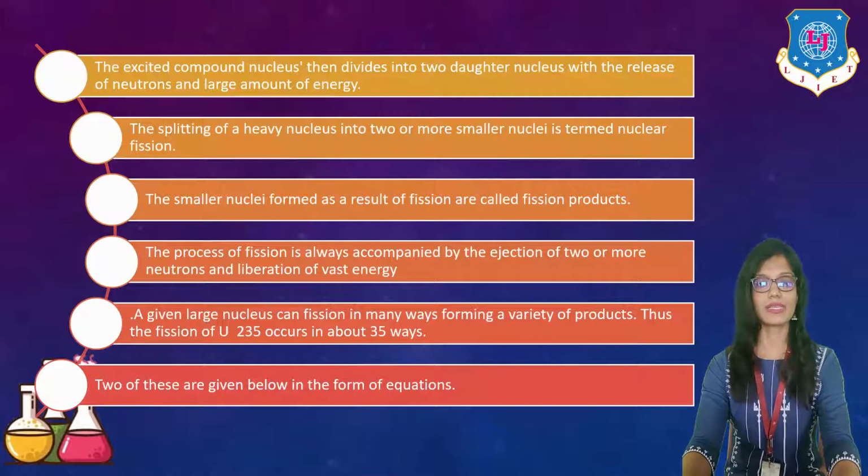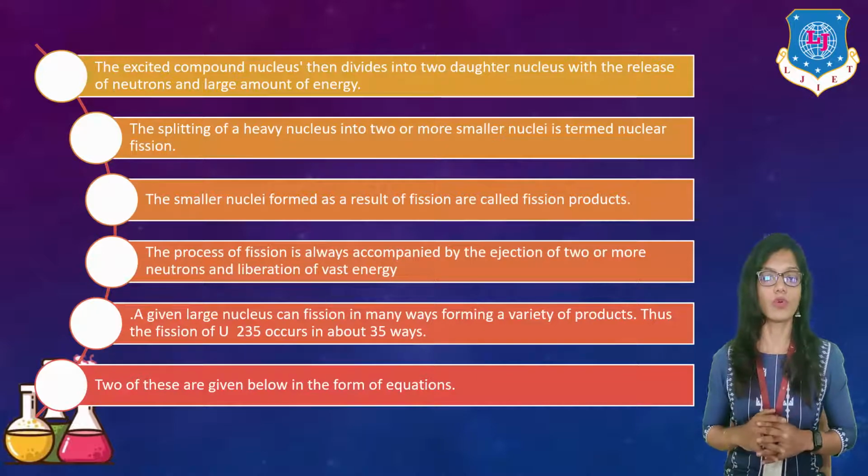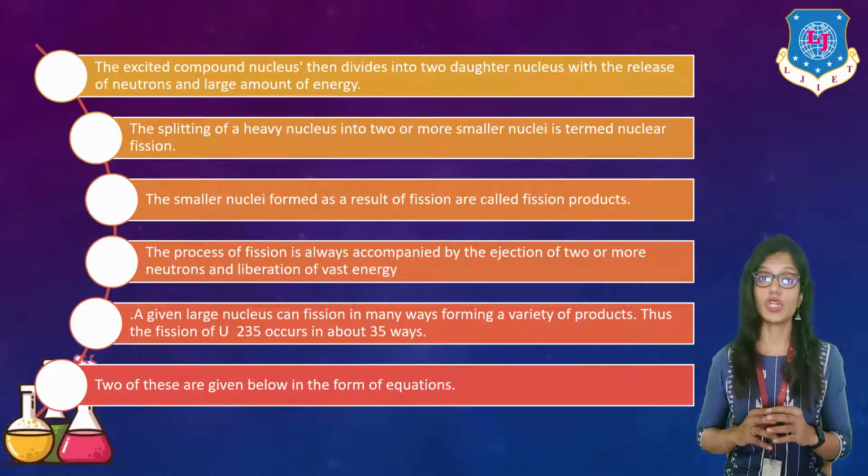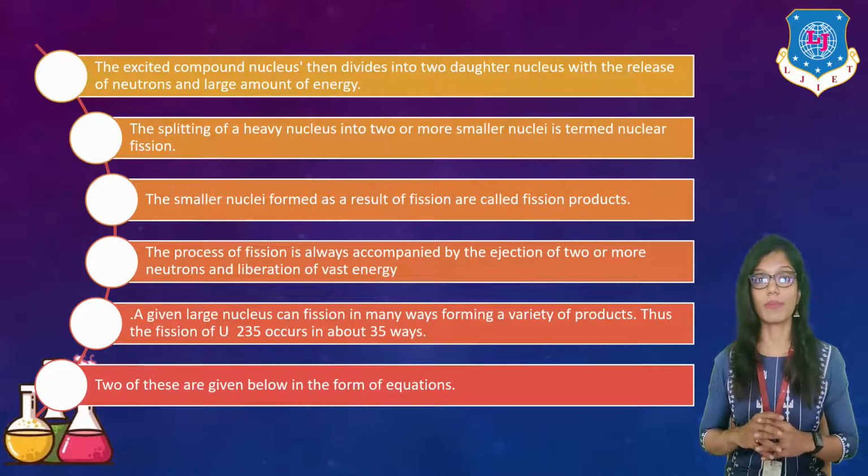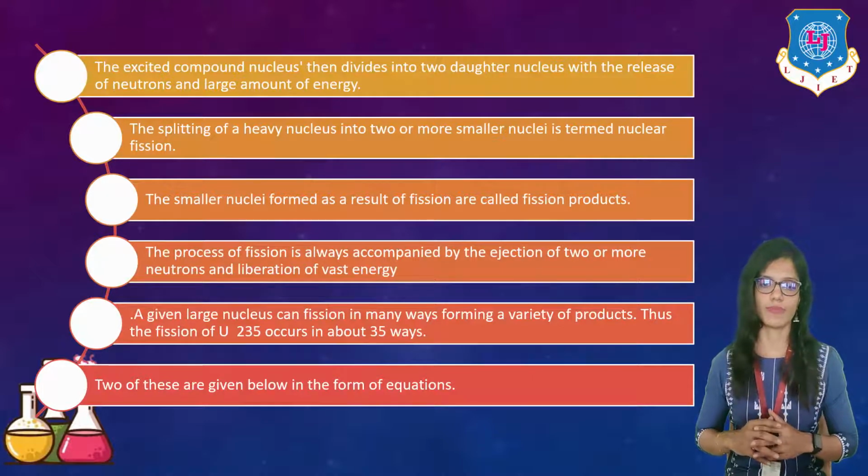So fission means splitting. It is the splitting of a heavy nucleus into two or more smaller nuclei. The smaller nuclei formed as a result of fission are called fission products. The process of fission is always accompanied by the ejection of two or more neutrons and the liberation of vast energy. It will liberate a huge amount of energy.